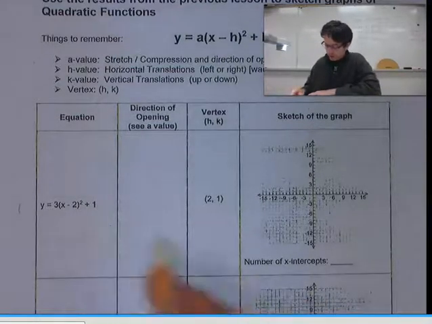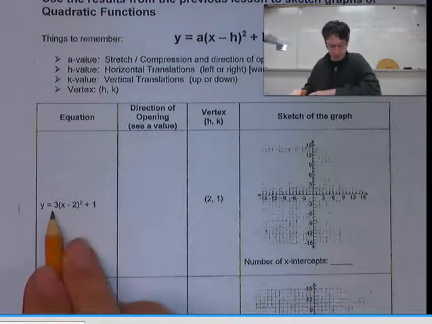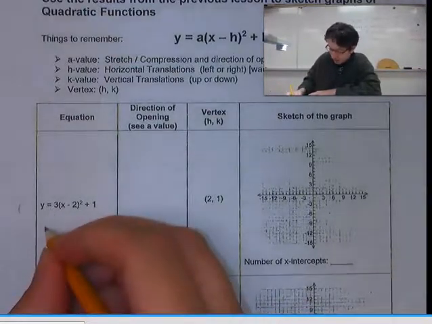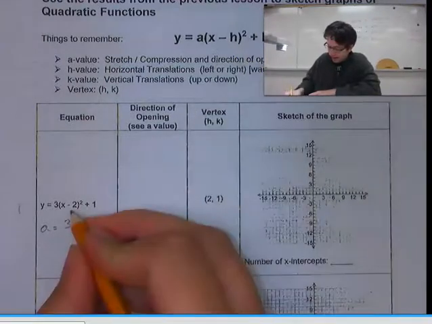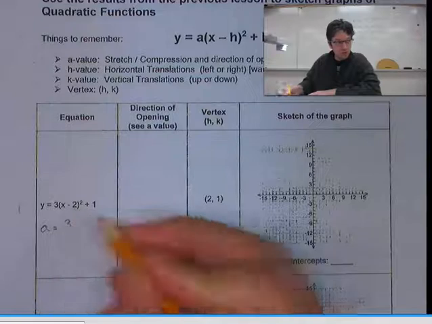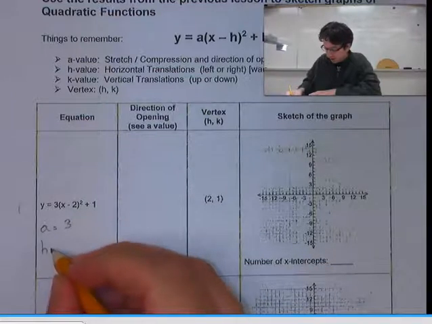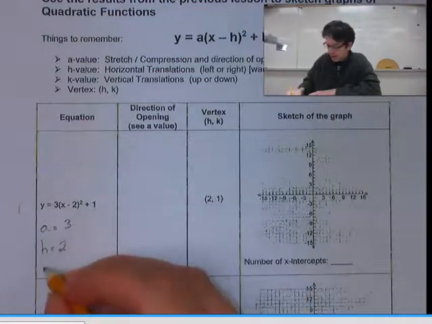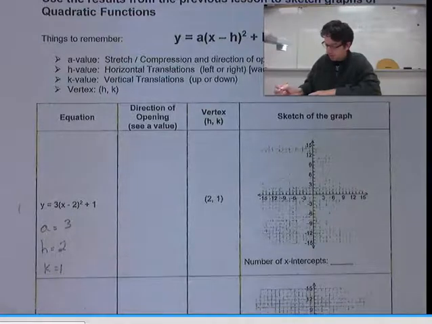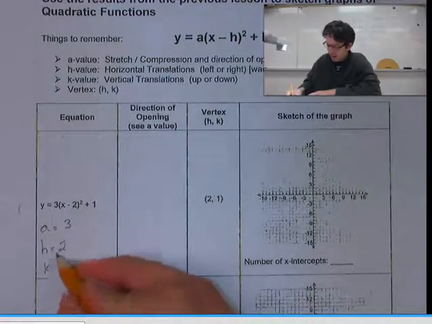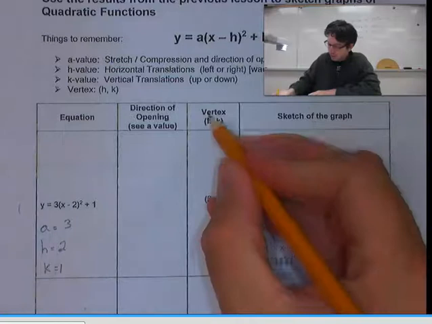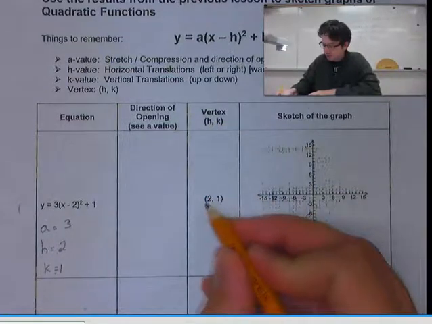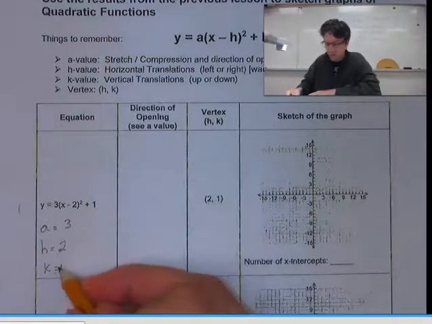So the first one, here we have 3. Okay, so let me just make a note of this. So A equals 3. Here H, well, it says -2. Remember, take the opposite sign. So we're going to have H as 2, and then K is 1. Okay, so HK actually tells us what the vertex is. So in this case, the vertex HK is already written for you. It's 2 and 1 right here, 2 and 1.